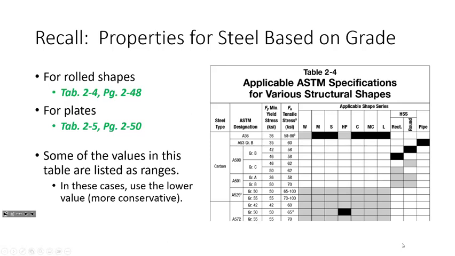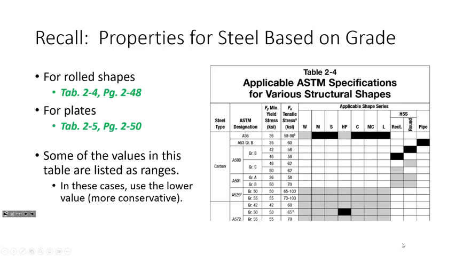If we want to look up the steel data, or the yield stress and the tensile stress, we can look at that in either table 2.4 or 2.5. Table 2.4 is if you're looking at rolled shapes. Table 2.5 is if you're looking at plates. This is definitely a section of the manual that I would put a bookmark in, because we'll be looking at this table quite a bit throughout the semester.